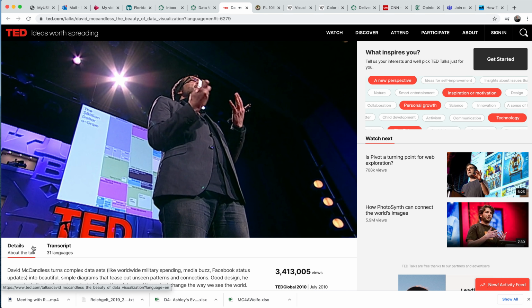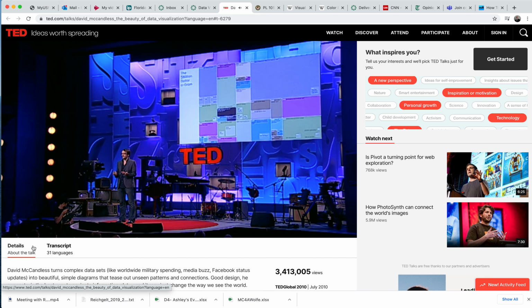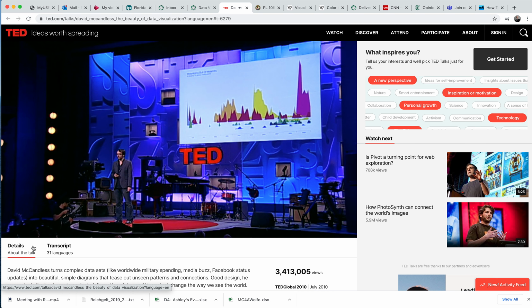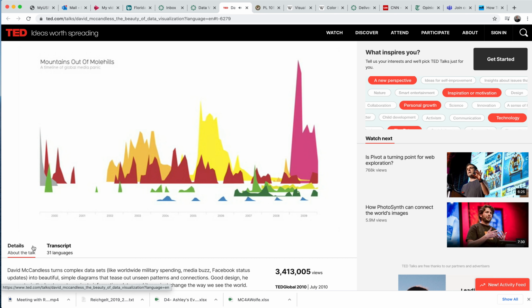So by visualizing this information, we turned it into a landscape that you can explore with your eyes, a kind of map, really, a sort of information map. And when you're lost in information, an information map is kind of useful. So I want to show you another landscape now. We need to imagine what a landscape of the world's fears might look like. Let's take a look. This is mountains out of molehills, a timeline of global media panic.